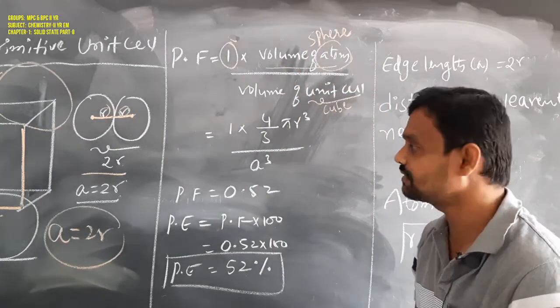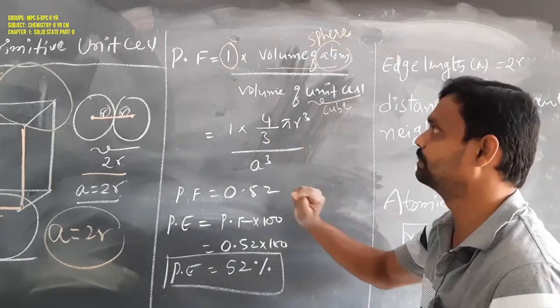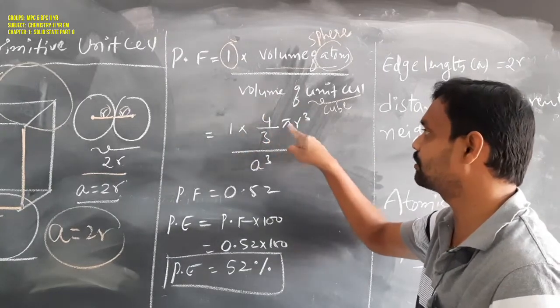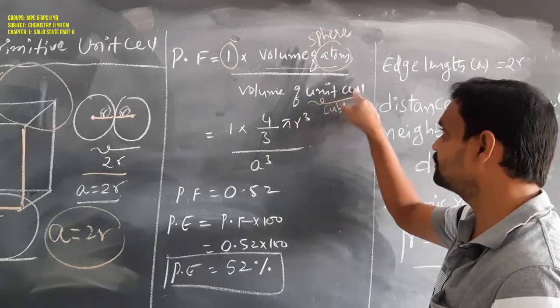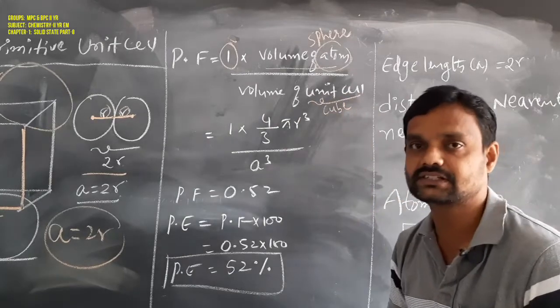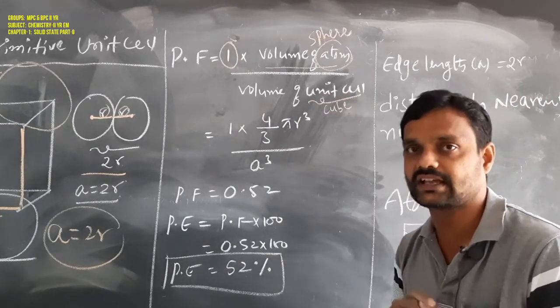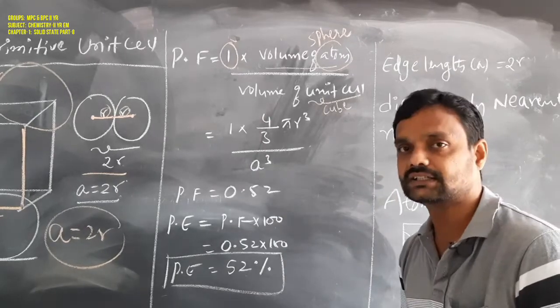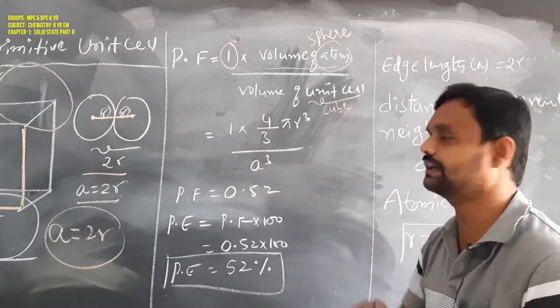What is the formula for the volume of the sphere? That is 4 by 3 pi r cube. So 1 into 4 by 3 pi r cube divided by the volume of the unit cell. Here the unit cell is considered as a simple cube, so the edge length of the cube is a. So the volume of that cube, the unit cell, is a cube. So divided by a cube.